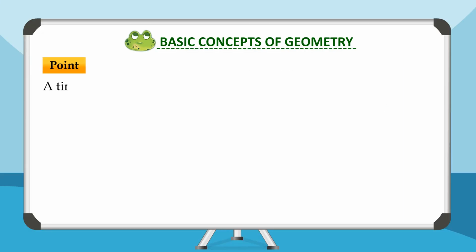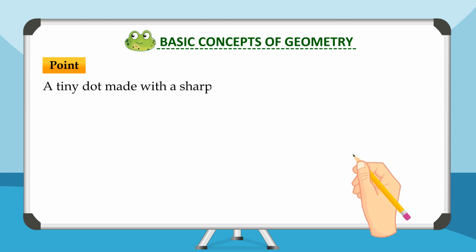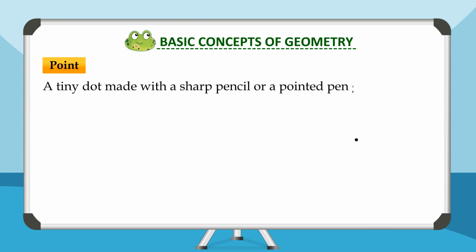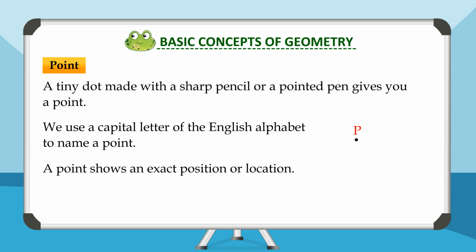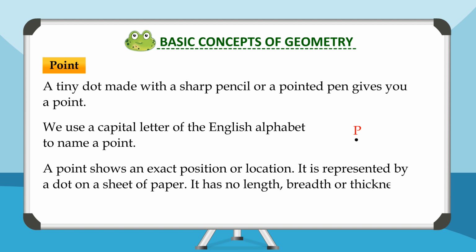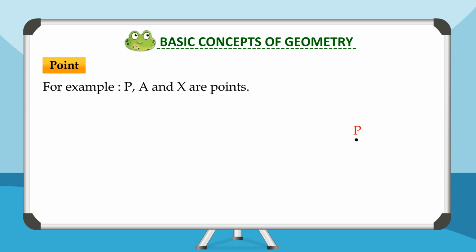Point. A tiny dot made with a sharp pencil or a pointed pen gives you a point. We use a capital letter of the English alphabet to name a point. A point shows an exact position or location. It is represented by a dot on a sheet of paper. It has no length, breadth, or thickness. For example, P, A, and X are points.